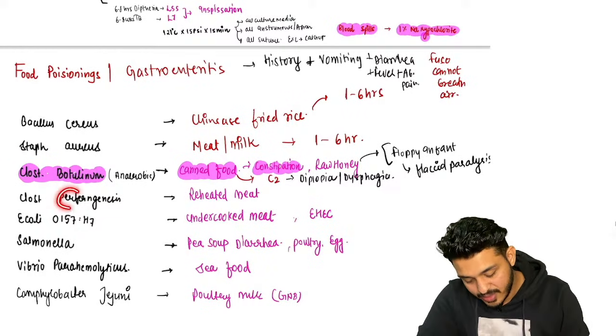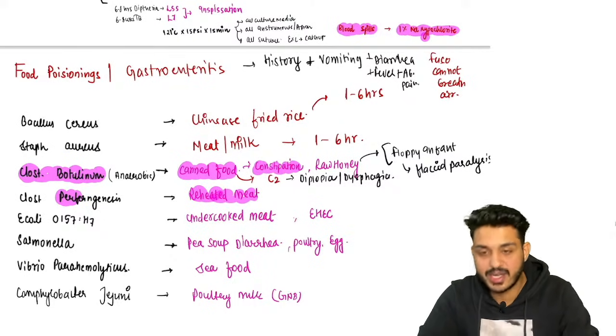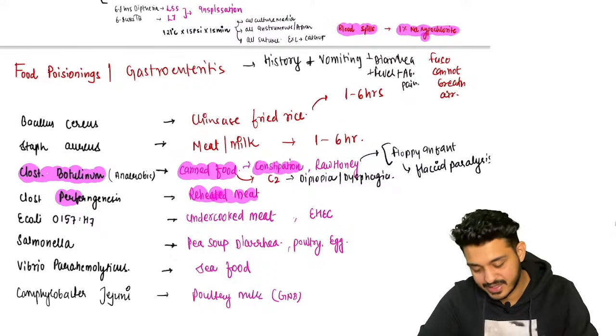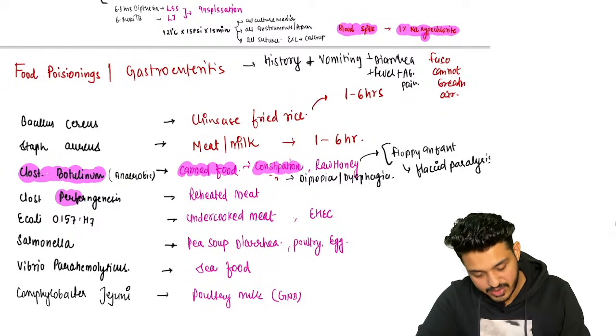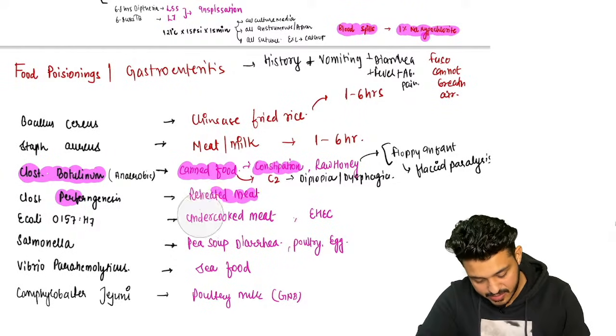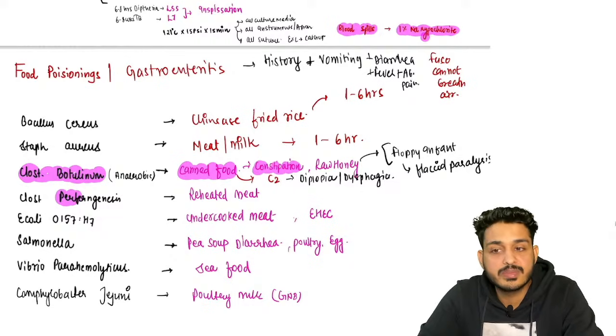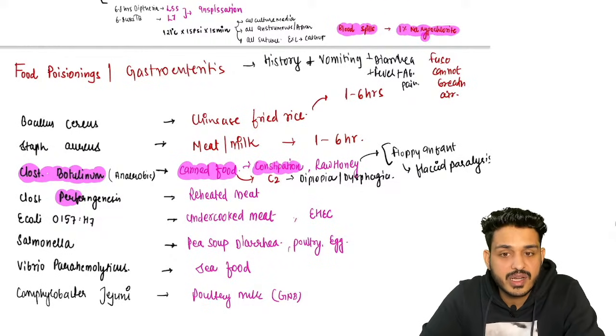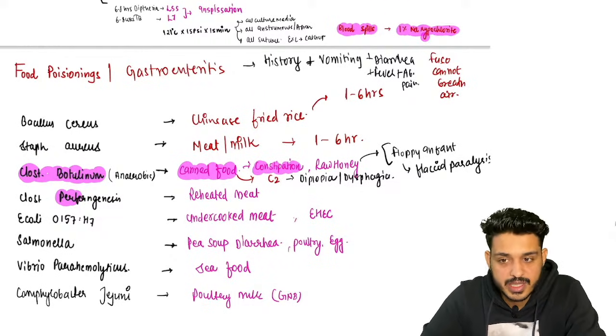Next thing is Clostridium perfringens. It is going to cause simple food poisoning due to reheated meat, right? They will write that the person has eaten chicken from the fridge, overnight chicken. This person ate in the morning, and now the person is having diarrhea and vomiting. Food poisoning is going to be there, right?